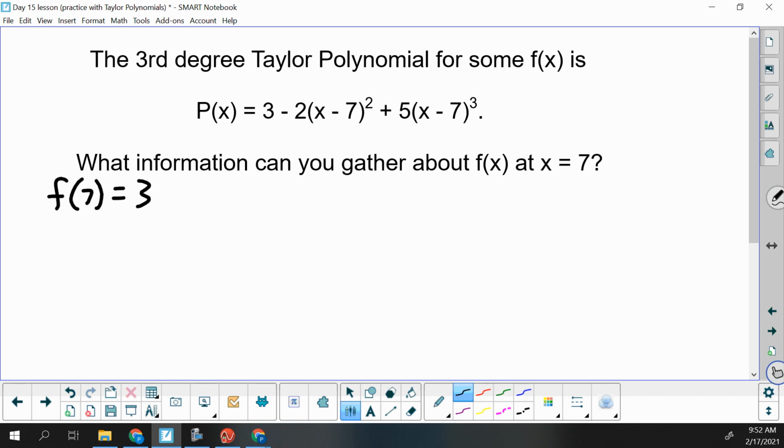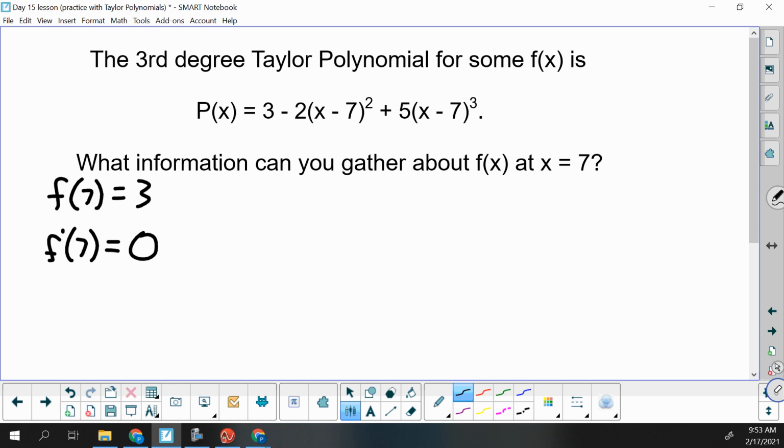Well, the second coefficient, that should be equal to f prime of 7 over 1 factorial. Well, 1 factorial is just 1, so f prime of 7 should just be, oh, sorry, I take that back. Let's erase that for a second. Our second term, notice, is missing. There's no x to the first. So that means we know that f prime of 7 has to be 0.